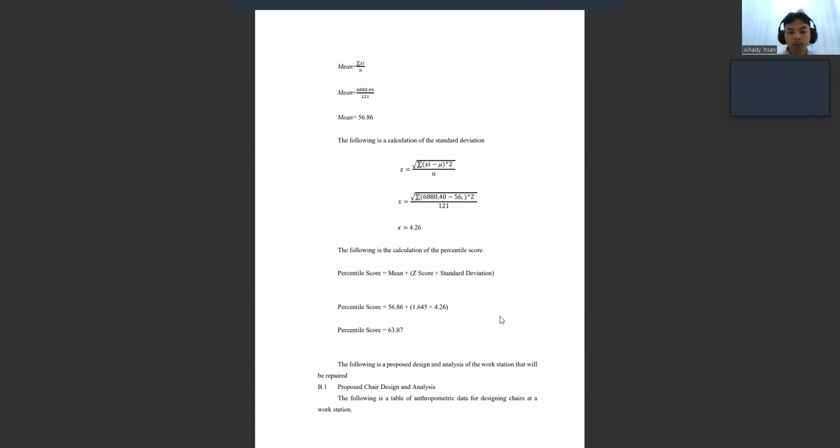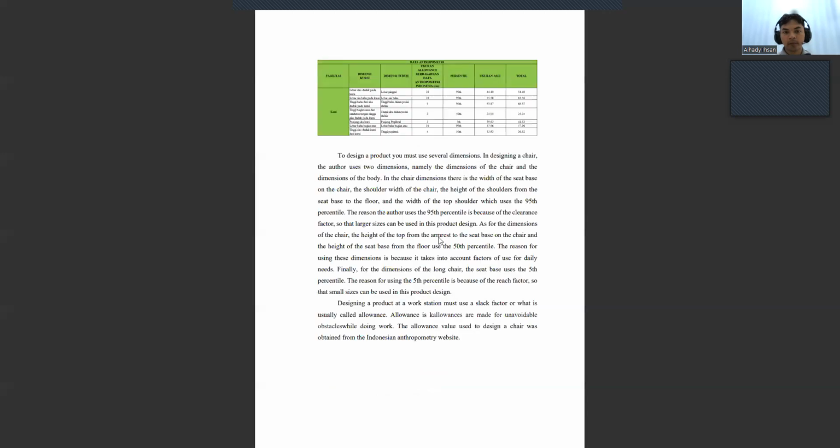B.1 Proposed chair design and analysis. The following is a table of anthropometric data for designing chairs at a workstation. To design a product, you must use several dimensions. In designing a chair, the author used two dimensions, namely the dimension of the chair and the dimension of the body. In the chair dimensions, there is the width of the seat base on the chair, the shoulder width of the chair, the height of the shoulder from the seat base to the floor, and the width of the top shoulder, which is the 95th percentile.